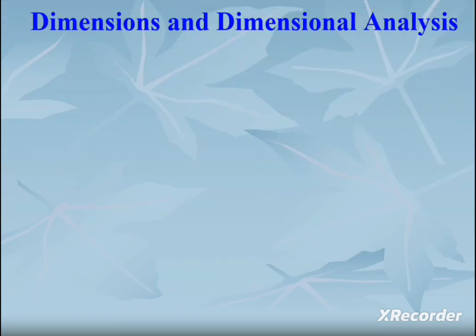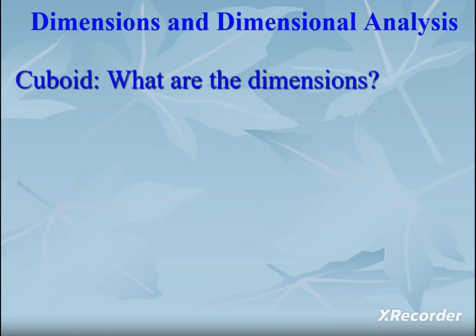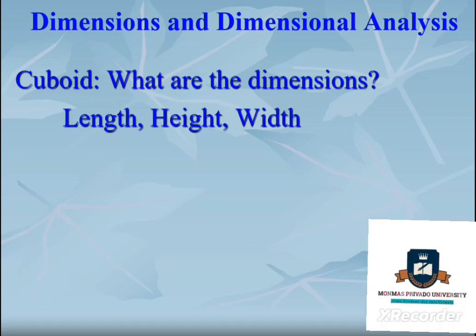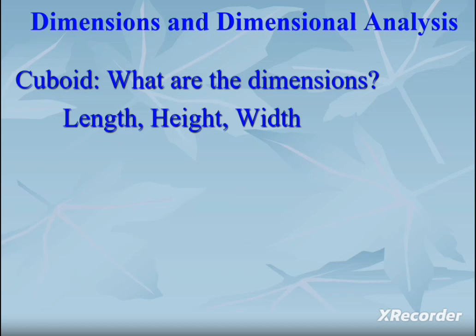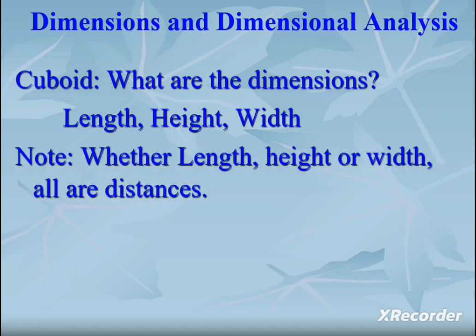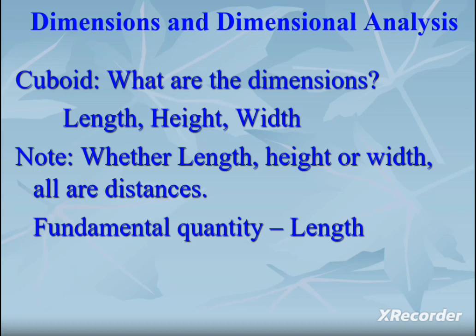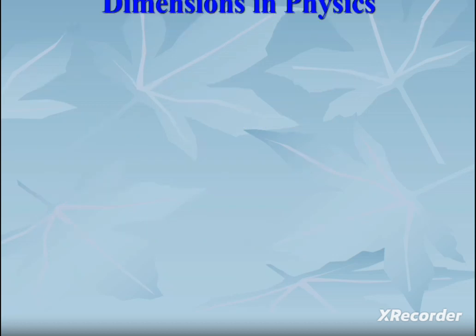Then we move on to dimensions and dimensional analysis. So a cuboid, what are the dimensions of a cuboid? The dimensions of a cuboid are length, height, and width. In other words, whether length, height, or width, all these things are distances. So all these are length. The fundamental quantity behind all these things is length. So let's just learn about the dimensions of physics.